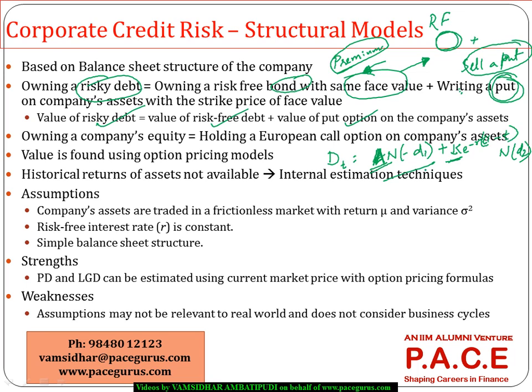So when I am writing this, this is the present value in case the default occurs, and this is the present value of the payments in case the default is not going to occur, and the weighted probabilities associated to each one of them. N of minus d1 is the case where the default is going to occur, and this is the case where the default is not going to occur, and based on that we are trying to find out the value of the debt.